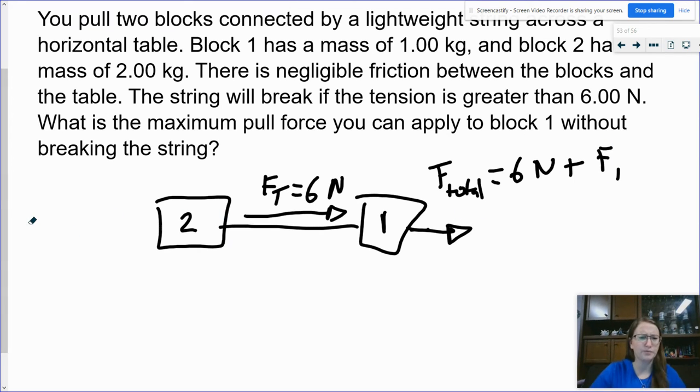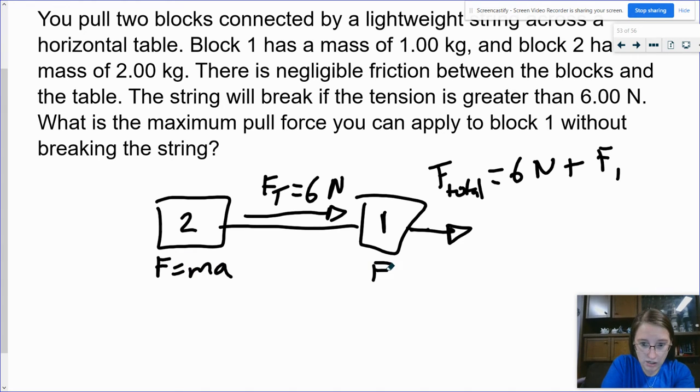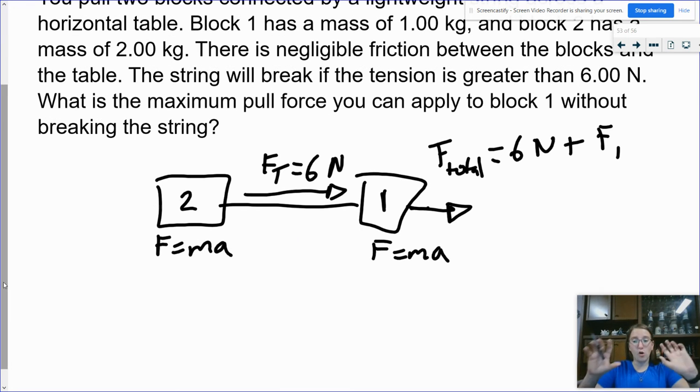Well, here's what we need to know. We need to know how fast this is going, right? Force is mass times acceleration. In order to find a force, well, I know the masses, but I don't know the acceleration. However, if we look over here, we're going to separate our system into these 2 objects. If I'm pulling on block 1 and these 2 blocks are connected, they're going to have the same acceleration, right? They move together. They're a system.